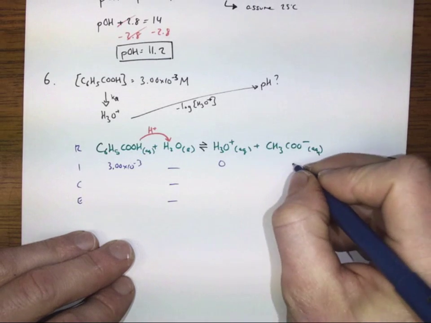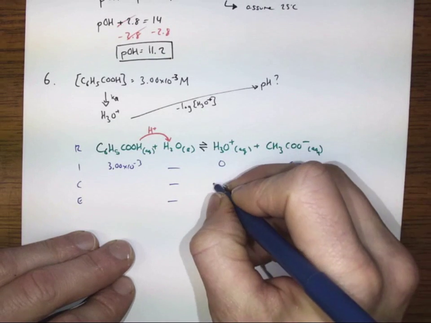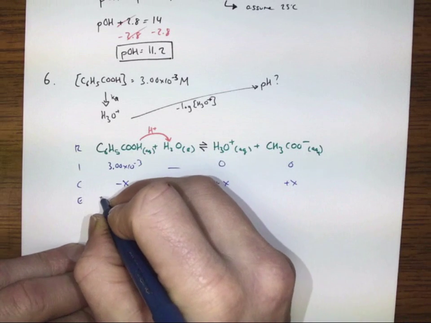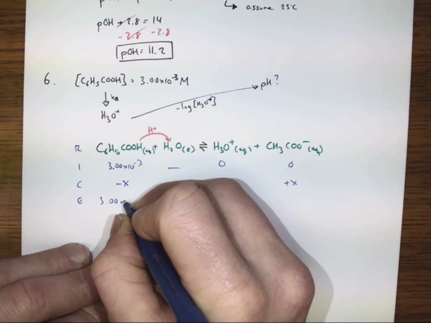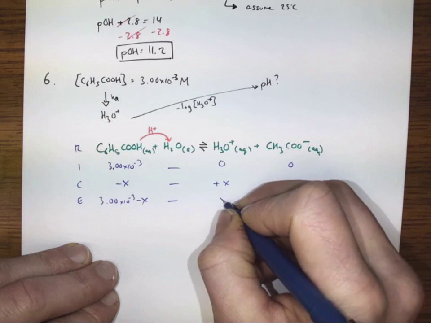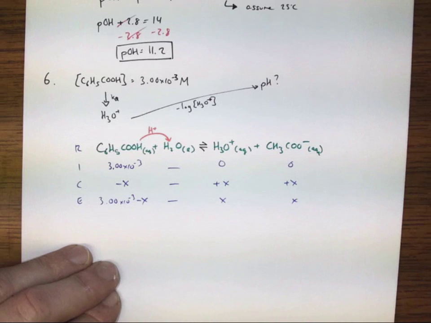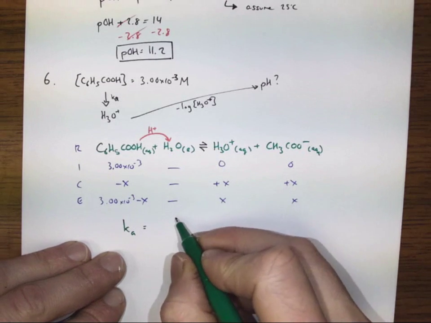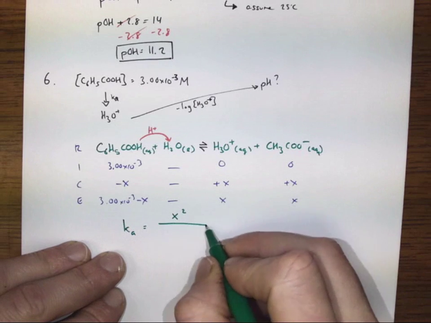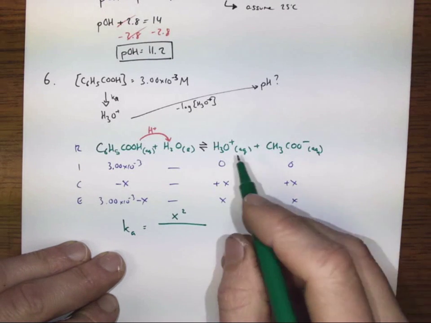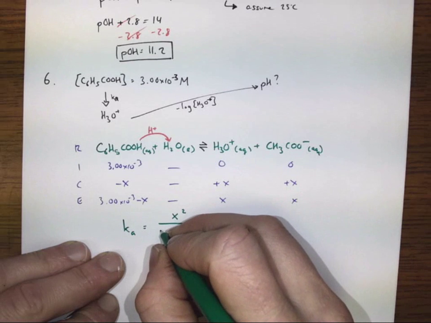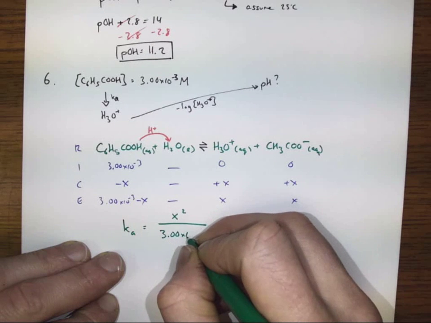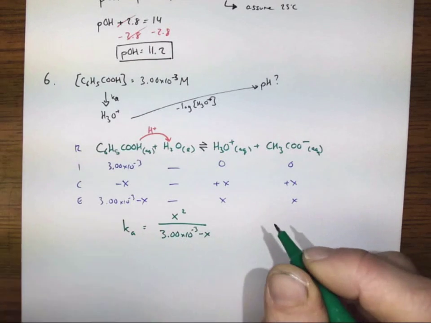We would definitely start with 0 of our products, and then we would add some amount, really similar to what we did in question 3. And then we get 3.00 times 10 to the negative 3 minus x, and we just have x and x here. You will probably find that as you do enough of these, you recognize some patterns. So I'm going to express the concentration of the products over the reactants: x squared over 3.00 times 10 to the negative 3 minus x.